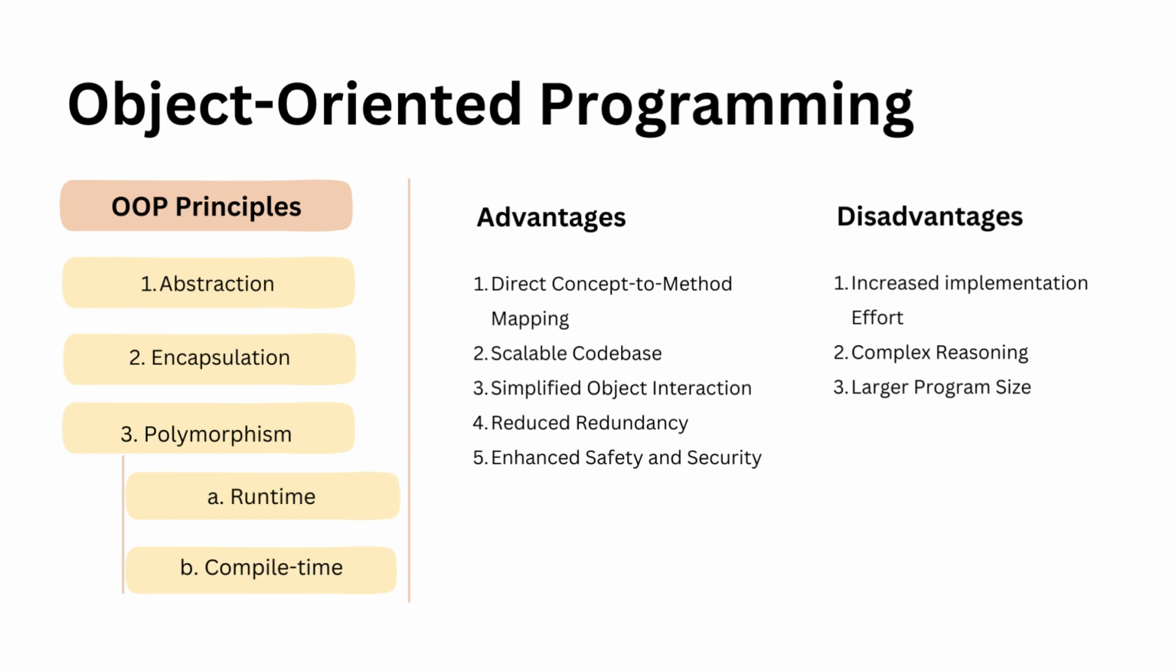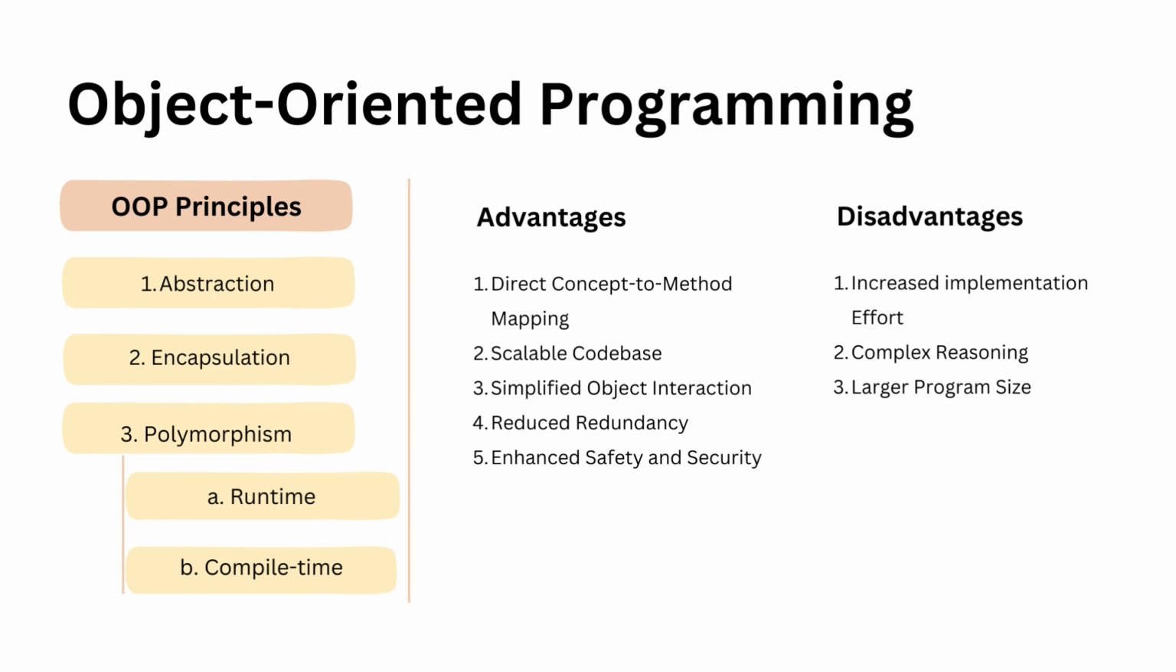Talking about compile-time polymorphism, it is also called overloading. This allows a function to have multiple implementations based on the function's signature. It's like having different tools with the same name but used for different tasks. Now, let's talk about the advantages and disadvantages of object-oriented programming one at a time.